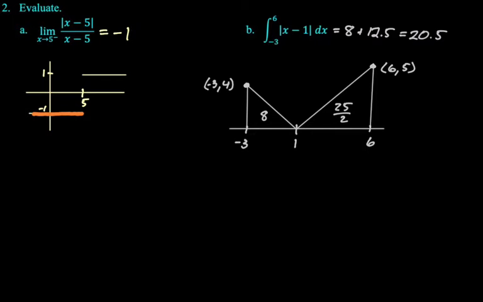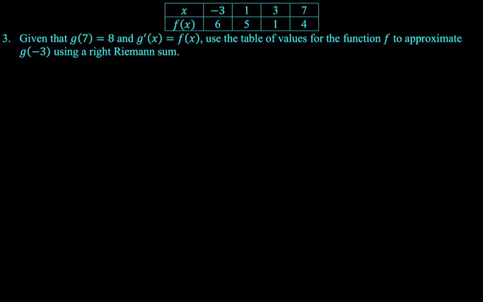Don't forget, you can think of definite integrals geometrically. You can think of them algebraically. You have a lot of options. All right. Given that g of 7 is equal to 8 and g prime equals f of x, use the table of values for the function f to approximate g of -3 using a right Riemann sum.